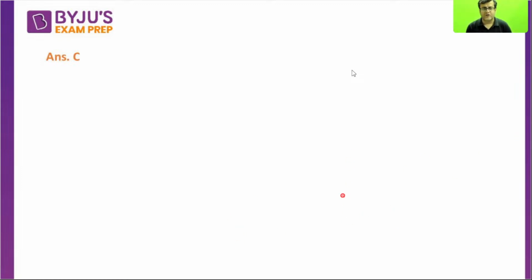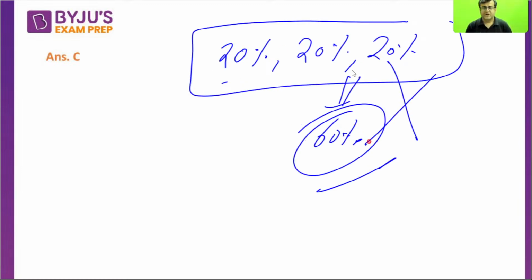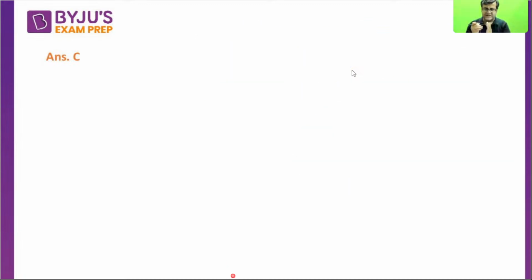No. So I say, add all these and then solve. 20% increase, 20% increase, 20% increase. If you say 20, 20, 20, that is 60. No, this is not right. 60% is not the final increase. It is a 20% increase on the first value, then the value has been increased.